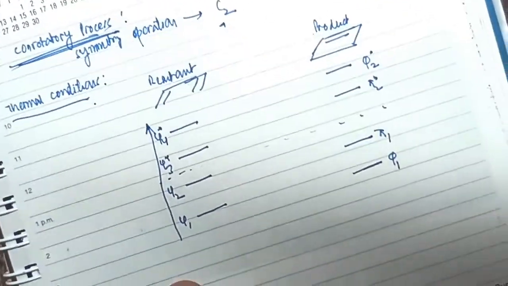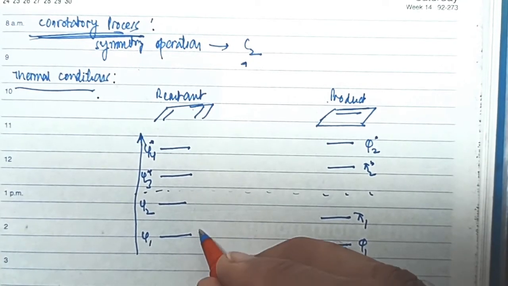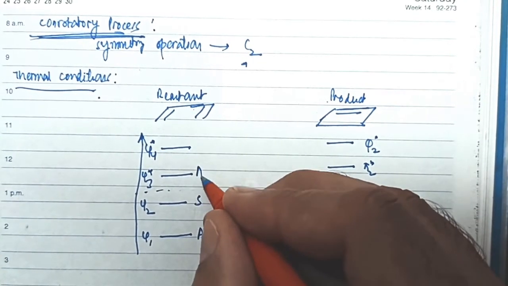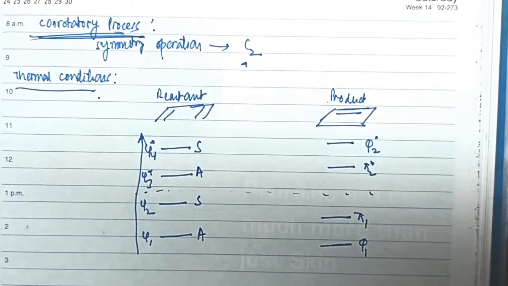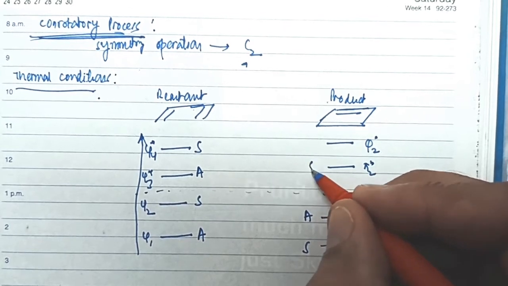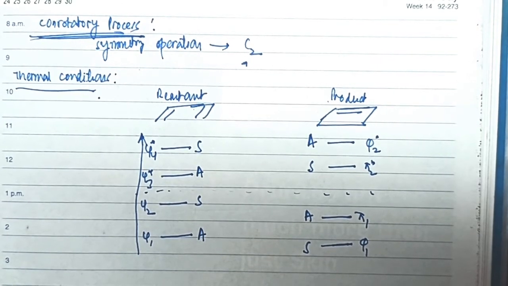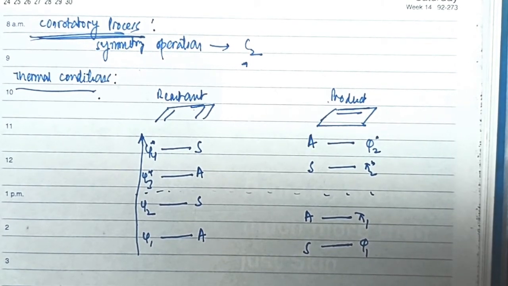The shape of the orbital is something like this. So it is antisymmetric, symmetric, antisymmetric and symmetric. As far as the product is concerned, this was symmetric, antisymmetric, symmetric and antisymmetric. Now let's check the correlation. As per the Woodward-Hoffmann law of conservation of orbital symmetry, we need to check for thermal conditions. We need to correlate the ground state reactant orbitals with the ground state product orbitals.